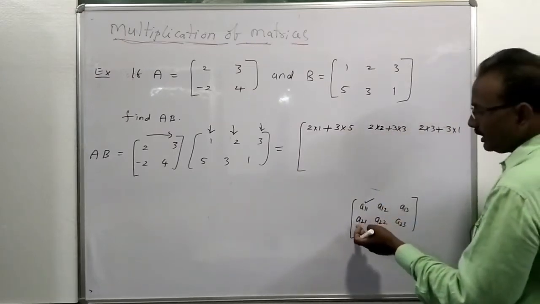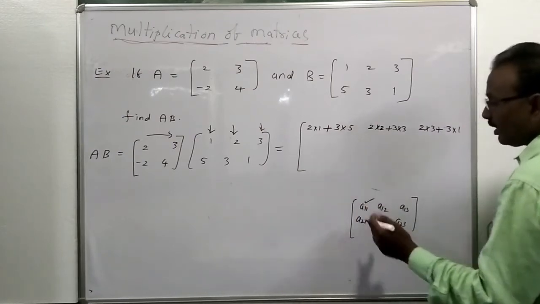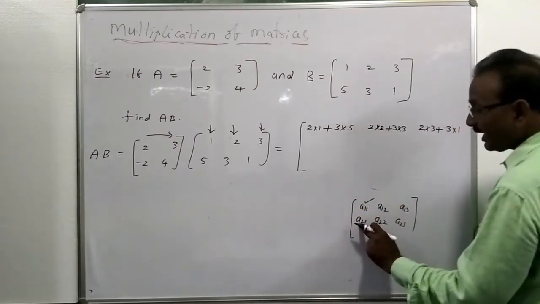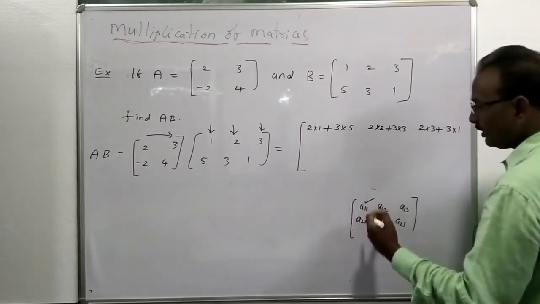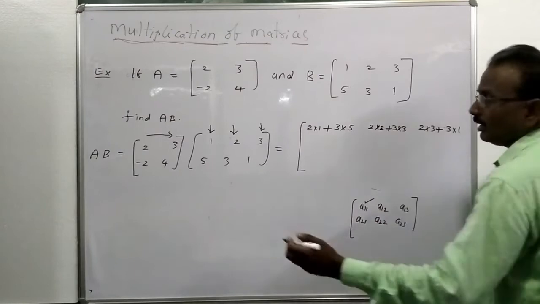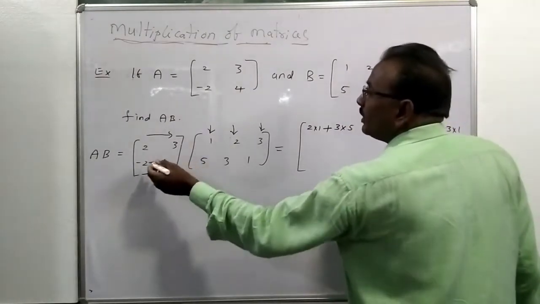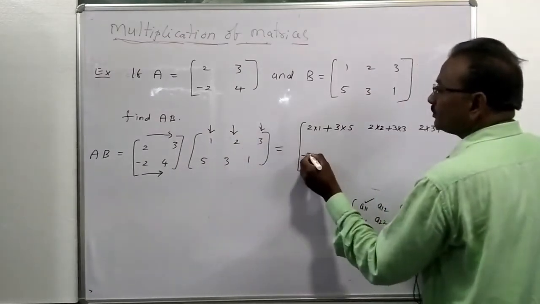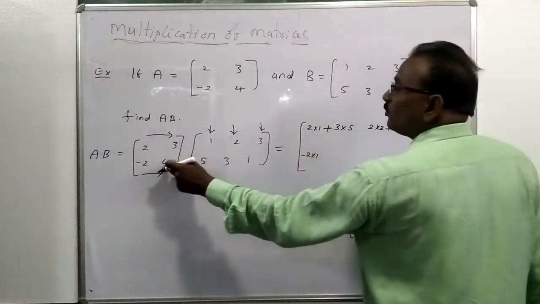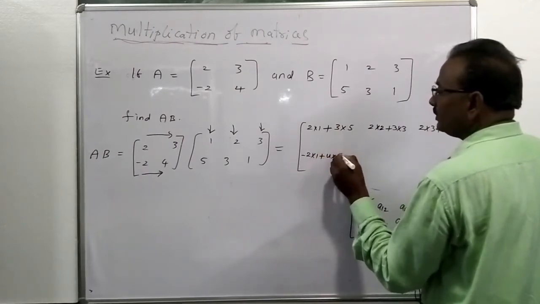Similarly, the second row elements. Here A21 is obtained by the sum of the products of the second row elements of the first matrix with the corresponding first column elements of matrix B. This is the second row. So with the first column, minus 2 into 1 plus 4 into 5. So this is the first element.